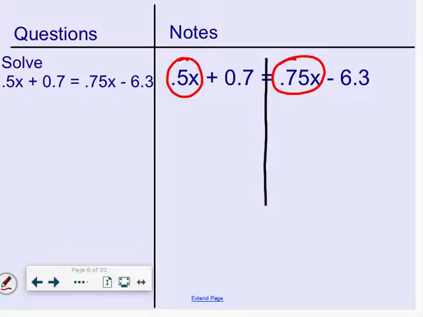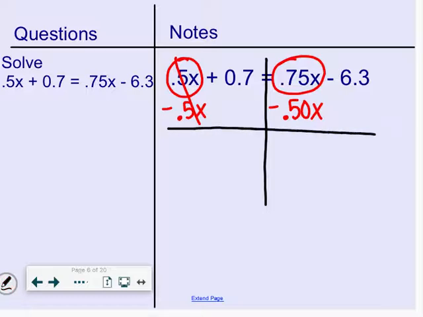The smaller variable, because I've got 2 terms on each side, the smaller variable is 0.5x. So I'm going to subtract 0.5x. And remember, 0.5x is the same as 0.50x, which could be important if you're working without a calculator. So I bring down 0.7 equals 75 cents minus 50 cents is 25 cents.